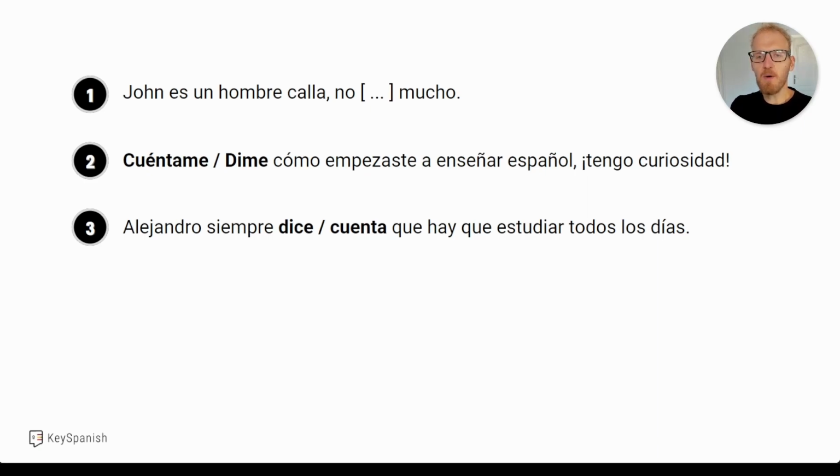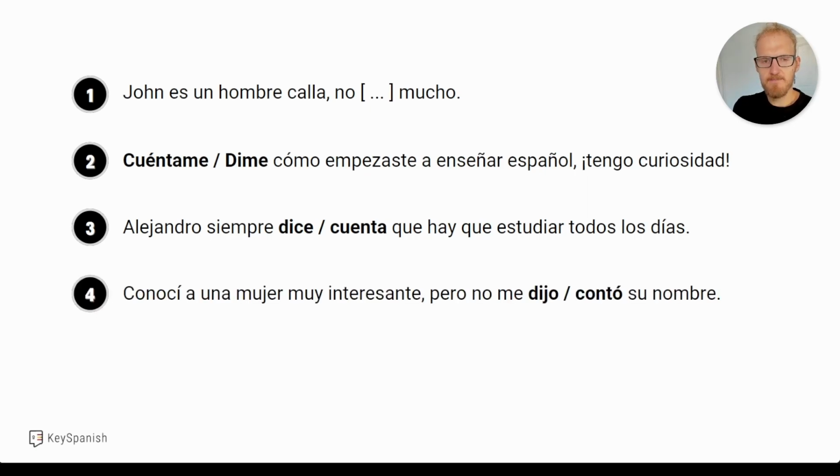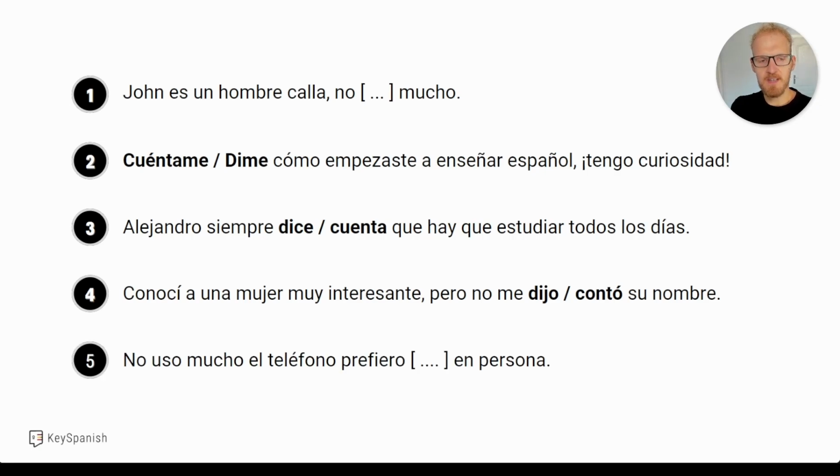Alejandro siempre dice, cuenta que hay que estudiar todos los días. Alejandro always says or tells that one has to study every day. Number 4, conocí a una mujer muy interesante, pero no me dijo con todo su nombre. I met a very interesting woman, but she did not tell me her name. And no uso mucho el teléfono. Prefiero en persona. Is that the verb hablar, contar, or decir?